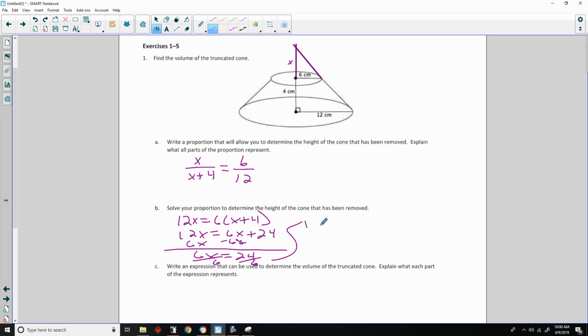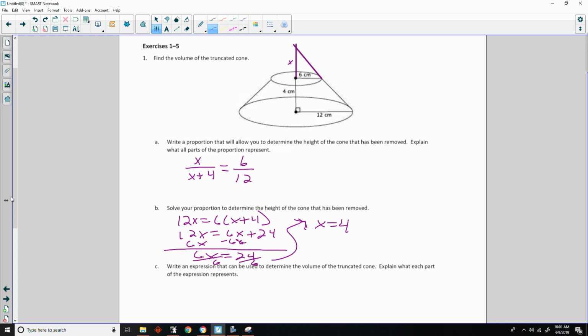And x equals 4. So the portion that's been removed is also 4. And as you can see, to go from 6 to 12, we had to double it. So if this is 4, the whole thing must be double that, which is 8. So if this is 4, 4 plus 4 is the total 8.